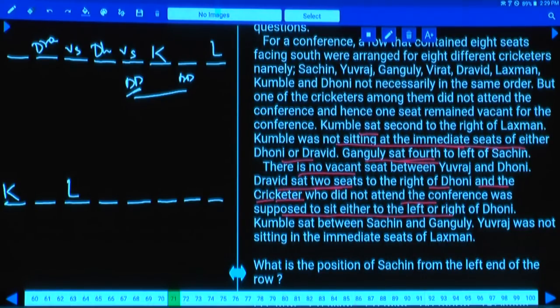Kumble sat between Sachin and Ganguly. As Kumble sat between Sachin and Ganguly, hence now this Ganguly is what? Ganguly is seated fourth to the left of Sachin, hence this person must be Sachin, isn't it? Because this Kumble sat between Sachin and Ganguly. As Sachin is here, then where should this Ganguly be? Ganguly must be at this place. Are you following this one or not? Ganguly. No, here. Sachin. Sorry. Ganguly is fourth to the left of Sachin. As Ganguly is fourth to the left of Sachin, this person must be Ganguly. If this person is Ganguly, then where should this Sachin be? Sachin must be here. If Sachin is here, then this place is a vacant seat.